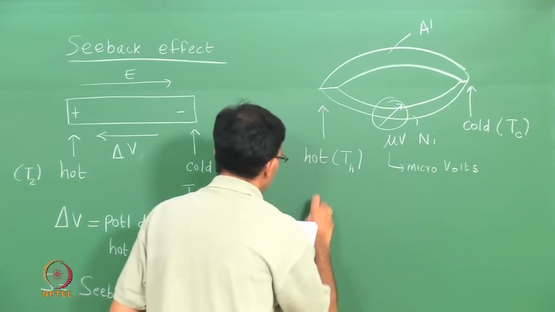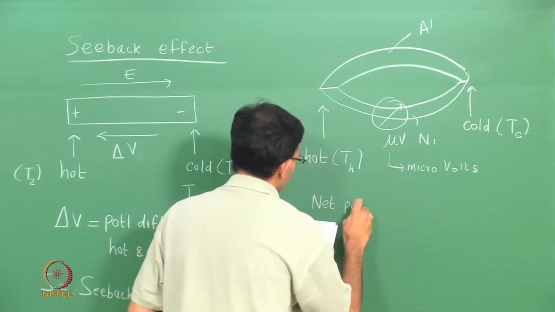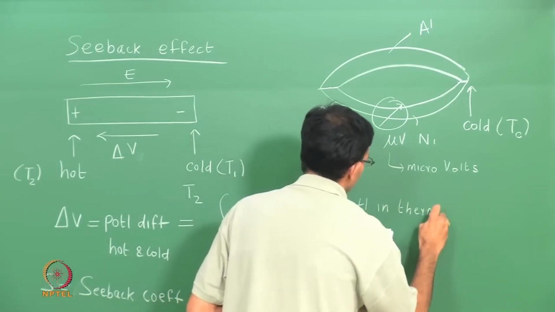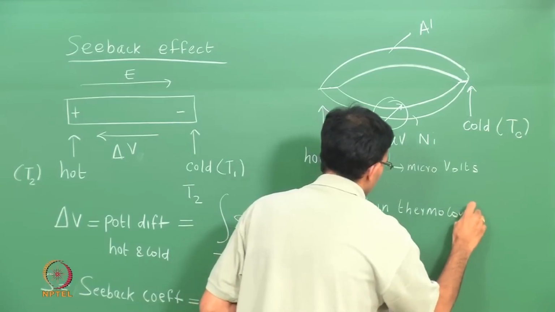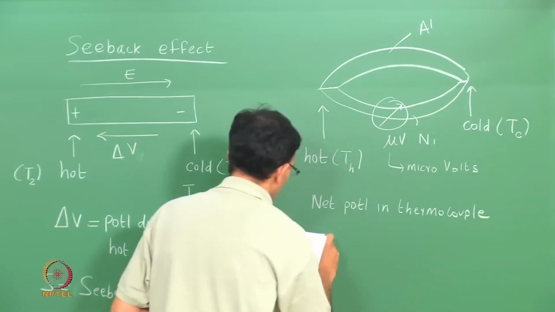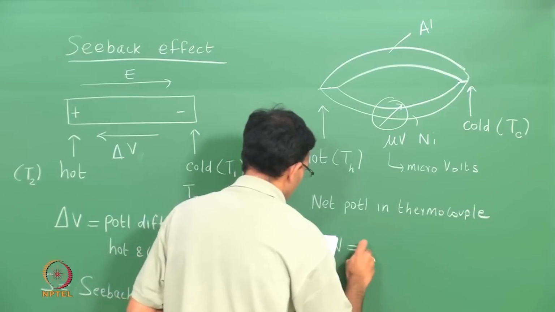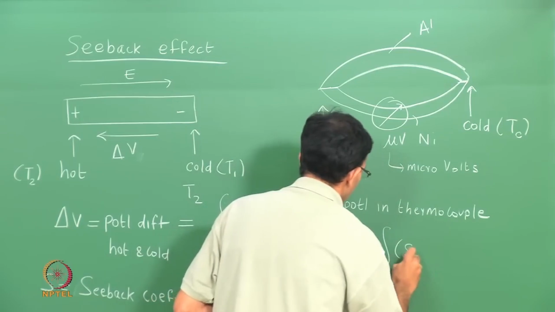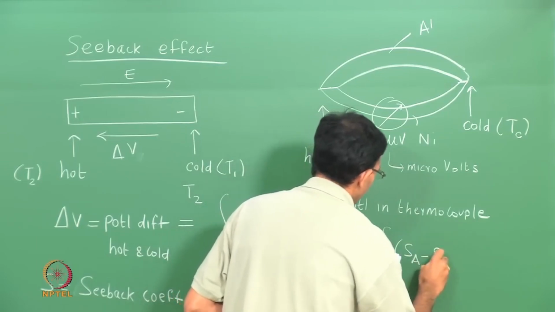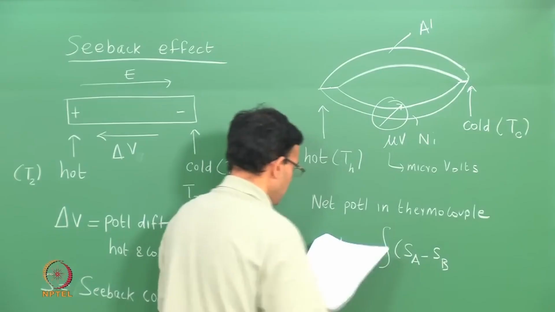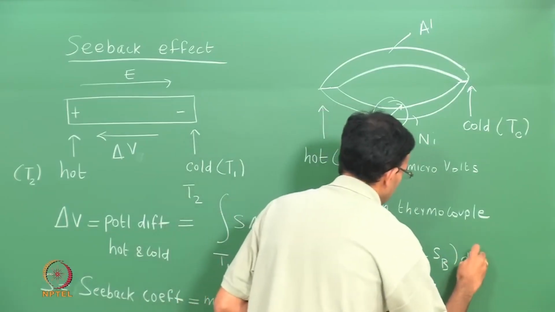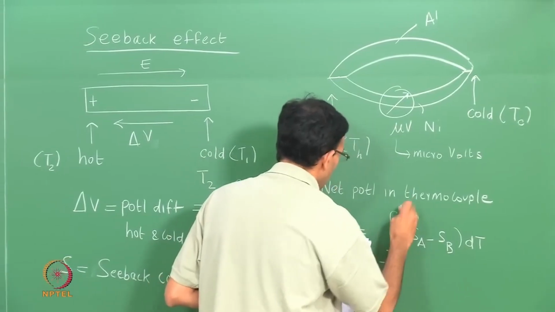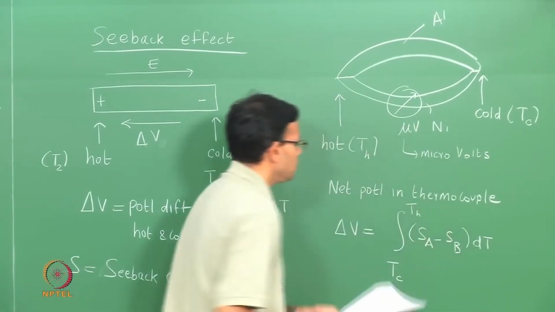And this net potential in the thermocouple, let me call it delta V, depends upon the difference in the Seebeck coefficients. So, if you have two materials A and B, in this case nickel and aluminum, it is the integral of SA minus SB times dT, and the integration goes from the cold end to the hot end.